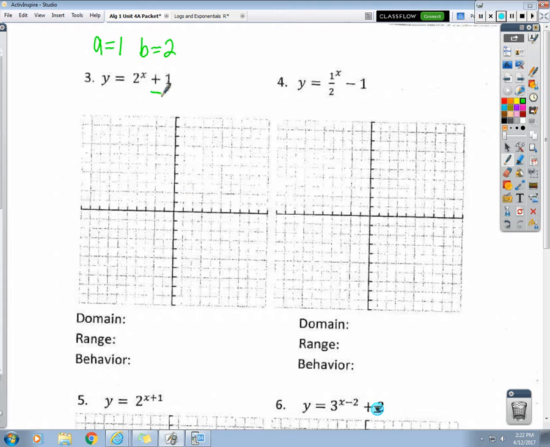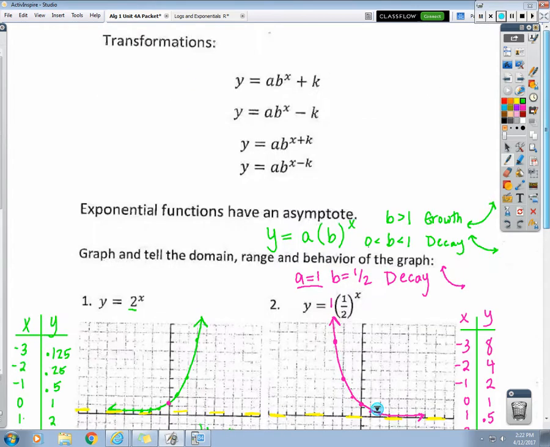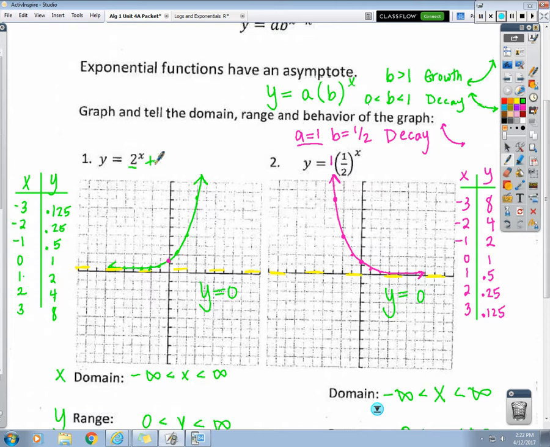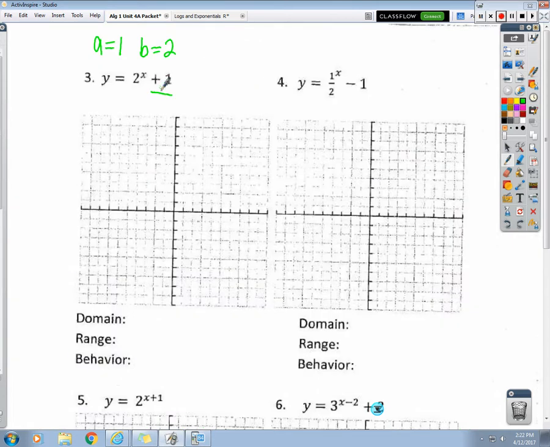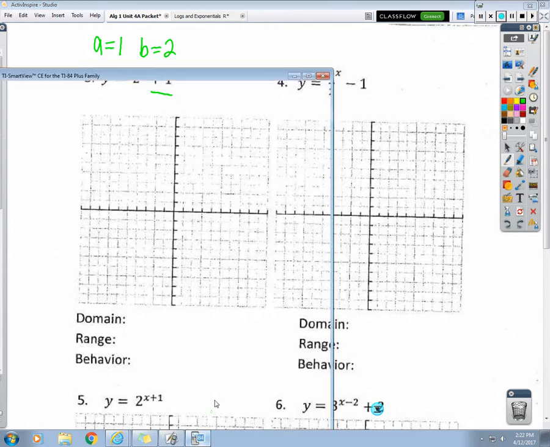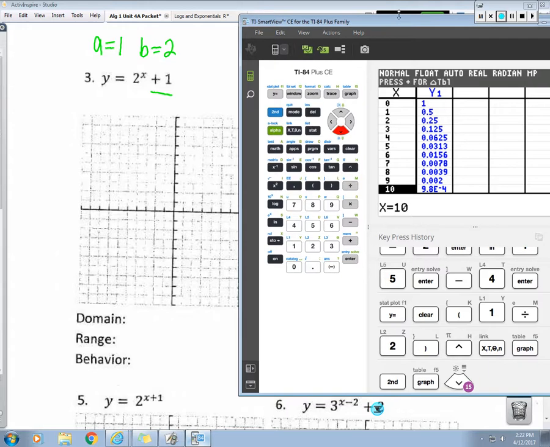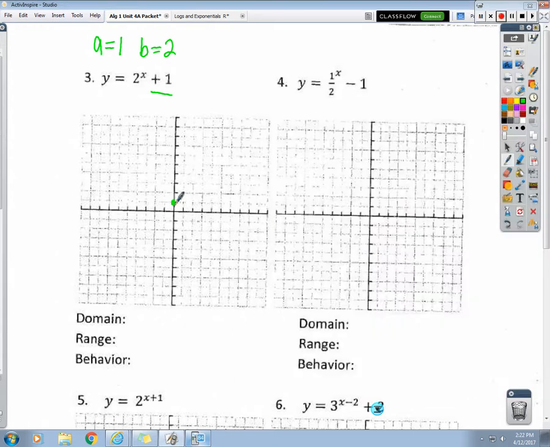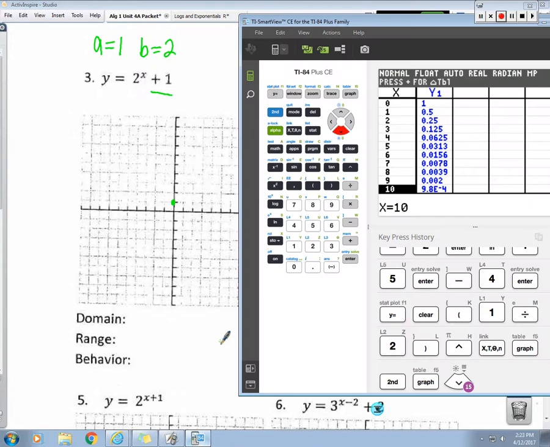This plus 1 on the end. In the previous 2 problems, there was nothing. So it was like a plus 0, which is why your asymptote was always at 0. Okay? But now we have plus 1, so let's see what that's going to do to the graph. Okay, so, look at the board a second. If a equals 1, that's our starting value. So wouldn't we expect our first point to be at 1? Okay, but let's graph it and see.